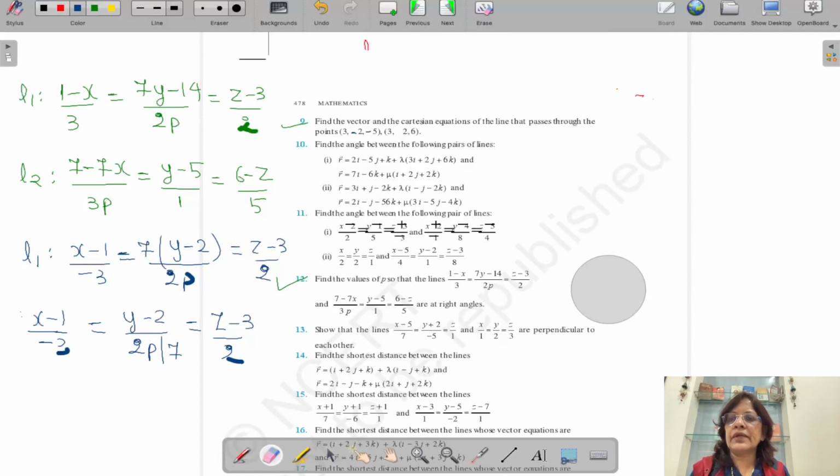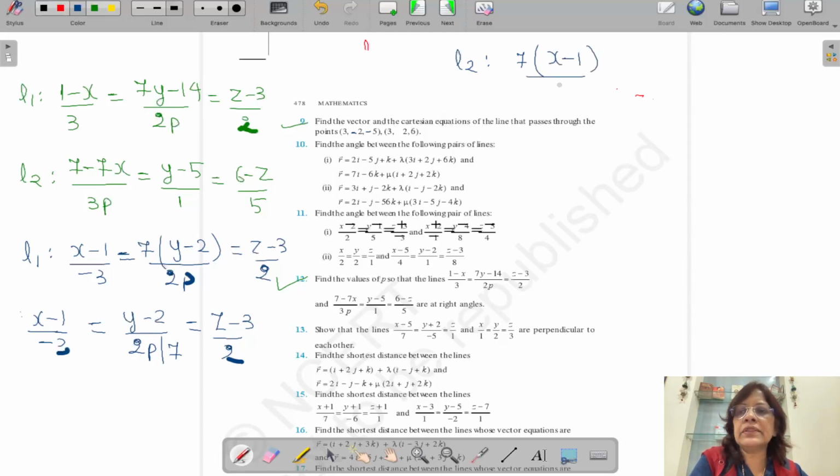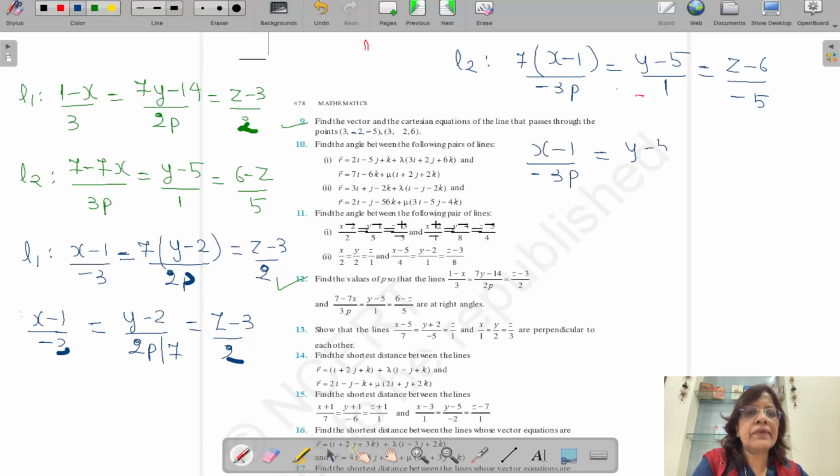Similarly, equation number 2 is also not in standard form. So here, what is it coming to? Line number 2: 7 can be taken out common. It will be x minus 1 upon 3 minus 3p. This is standard. The coefficient of y is positive and 1. And this also will be z minus 6 upon minus 5. This again will be written as x minus 1 upon minus 3p, y minus 5 upon 1, z minus 6 upon minus 5.